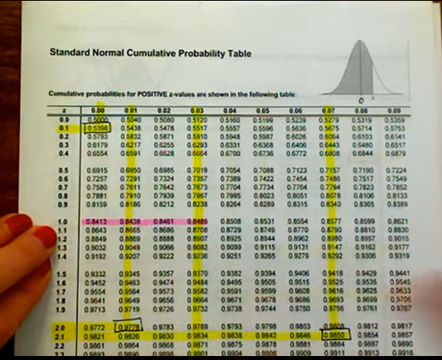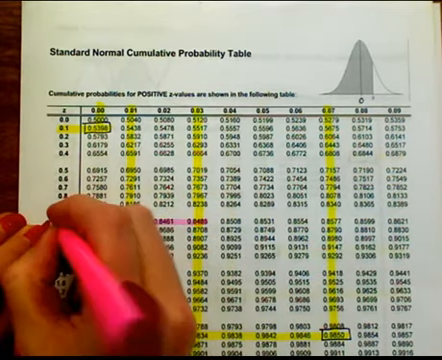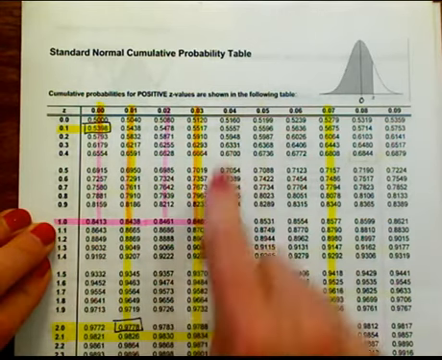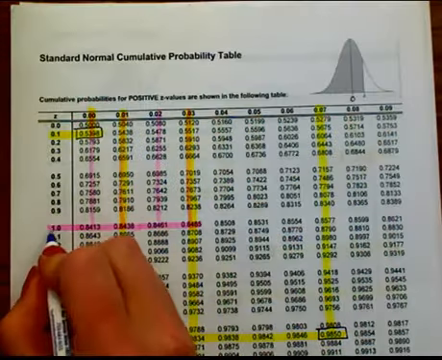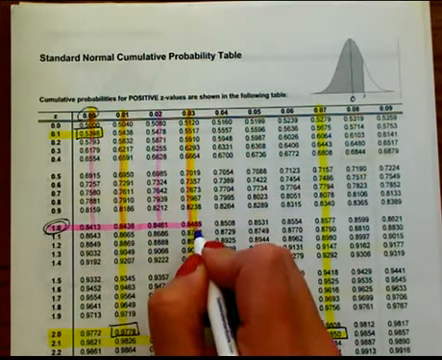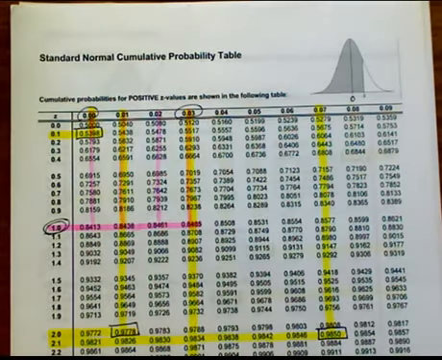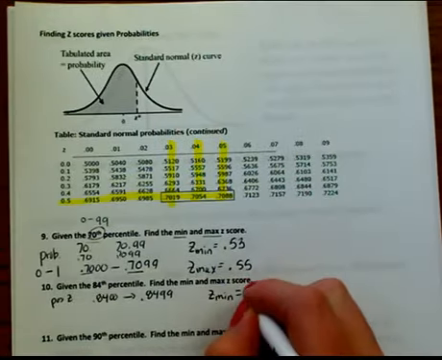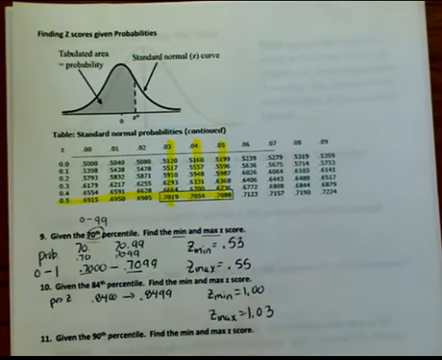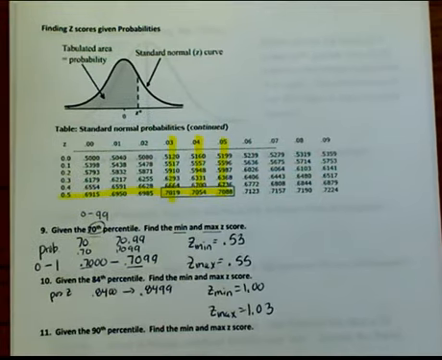0.8389. Nope. So this is it. Then I scan up here. So we get 1.00 all the way through 1.03. z-min is 1.00 and z-max is 1.03. Go ahead and try the next three. Press pause and then play when ready.